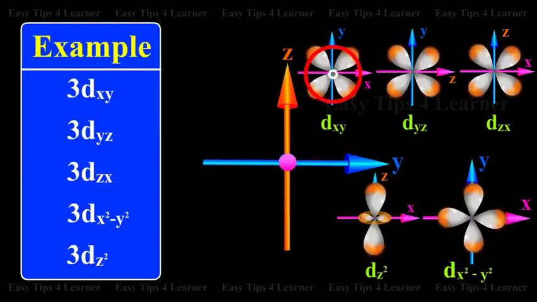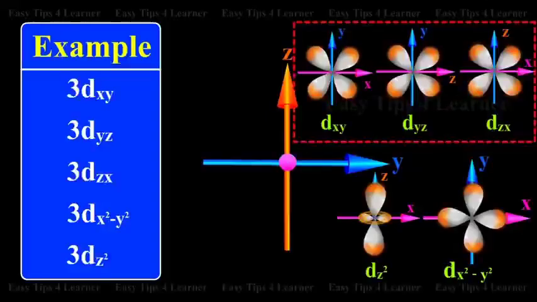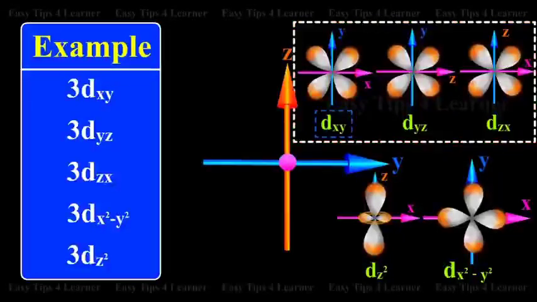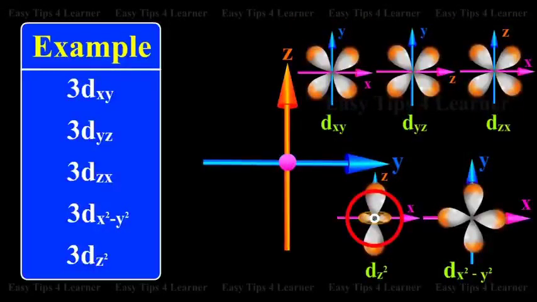The dxy, dyz, and dzx orbitals have the same shape, that is cloverleaf shape, but they lie in xy, yz, and zx planes respectively. The dz square orbital is symmetrical about z-axis and has a dumbbell shape with a donut-shaped electron cloud in the center. The dx square minus y square orbital is also clover-shaped, but its leaves are directed along the x and y axis.